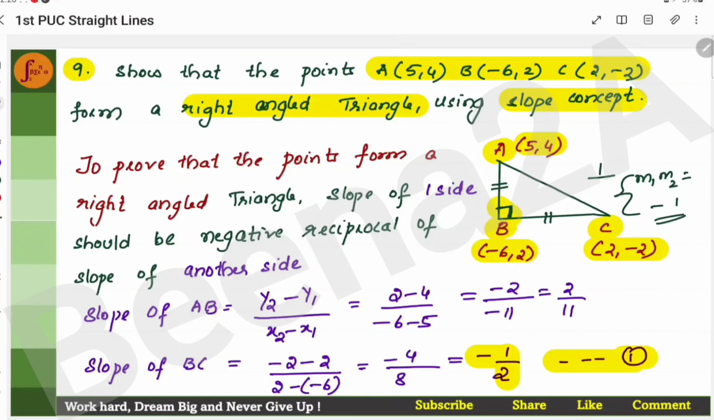So what you have to do is find slope of AB, right? Again, use 2-point form. You have A and B coordinates, substitute, you'll get 2 by 11.